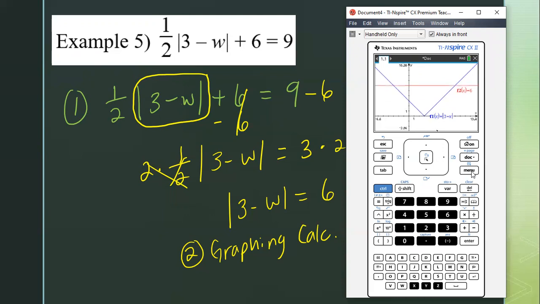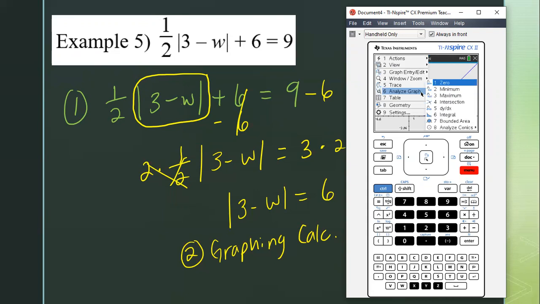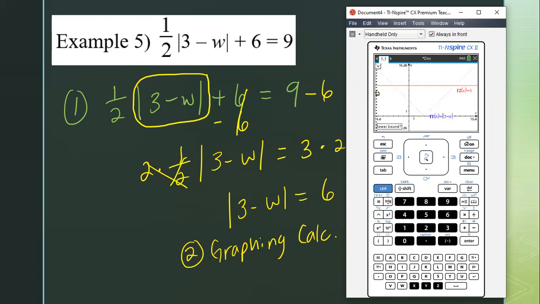All right, so again, menu, analyze, intersection. And as you see, it says lower bound. How do you read a book? We read a book from left to right, correct? Same thing you do with a graph. You're going to hold down and click and then scan from left to right. And as you scan, it'll tell you your intersection.